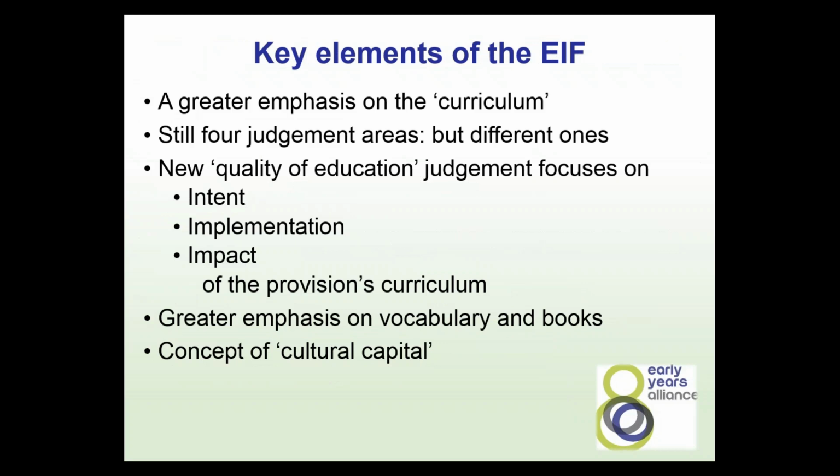Okay, so let's have a look at some of the key elements now of the Education Inspection Framework. A greater emphasis on curriculum. Again, we're going to talk about all these in more detail. There are still 4 judgment areas, but they are slightly different. There is a new quality of education judgment, which focuses on, and you'll hear us say this many times this afternoon, intent, implementation, impact of the provision's curriculum, and a greater emphasis throughout on vocabulary and books and that concept of cultural capital. So those are the key things that we're actually looking at this afternoon as we move through. And just to re-emphasise, again, whilst we're talking about the draft and subject to consultation issues, you can rest assured none of those points will change.